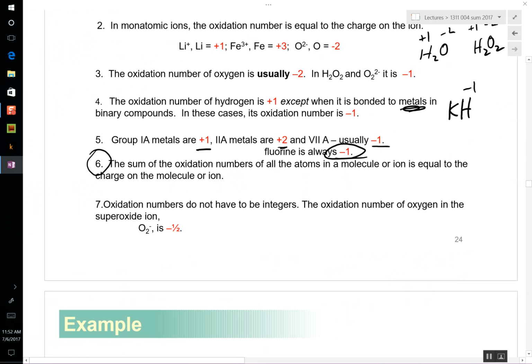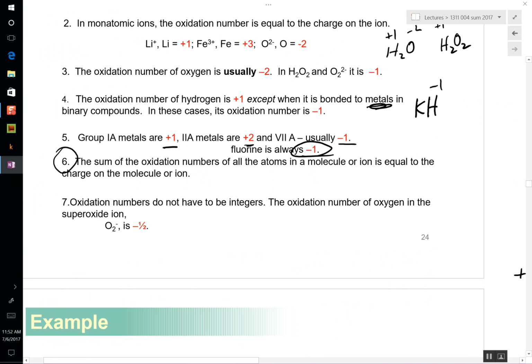And what's the last one? Oxidation numbers do not have to be integers. The superoxide ion, don't worry about number 7. I don't know where number 7 ever comes up in anything we're going to do here. But the superoxide ion has got a -½ charge. It's the O2 -1 charge. So you got 2 oxygens with an electron. One electron being attracted to 2 oxygens.